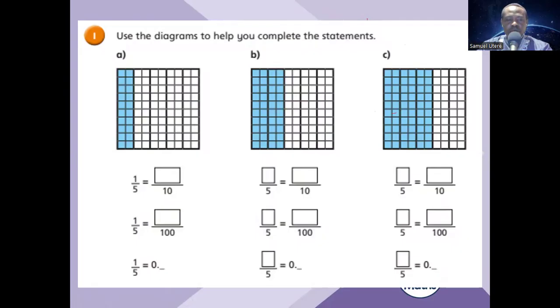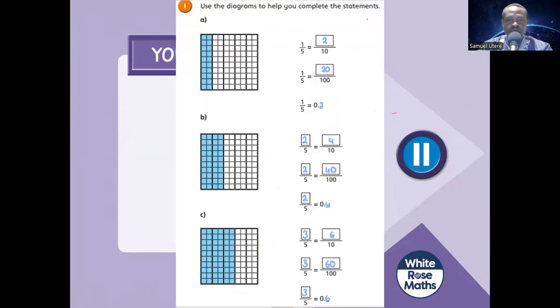Assuming you've paused the video and you've worked through this, here are the answers. So you can see here that 1/5 is 2/10. So 1/5 means we split these 100 squares into 5 equal parts. One of them is 20. So remember, fifths split into 20s, quarters into 25s. So this should be 2/10, which is the same thing as 20 hundredths, and the same thing as 0.2.